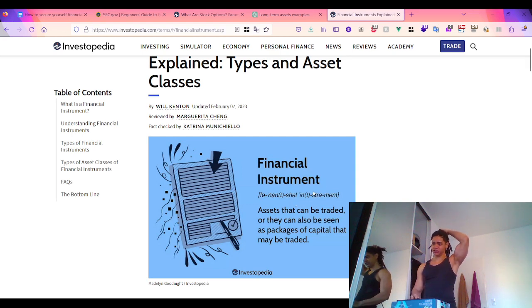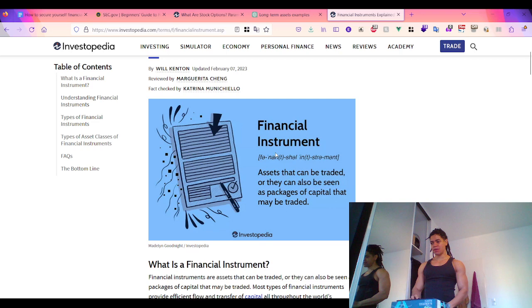So these financial instruments are assets that can be traded. Exactly, assets. Anything that has value that can be traded, or that can also be seen as a package of capital, so money, so cash as well, that may be traded.